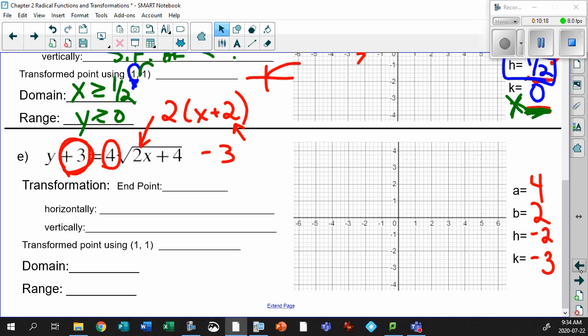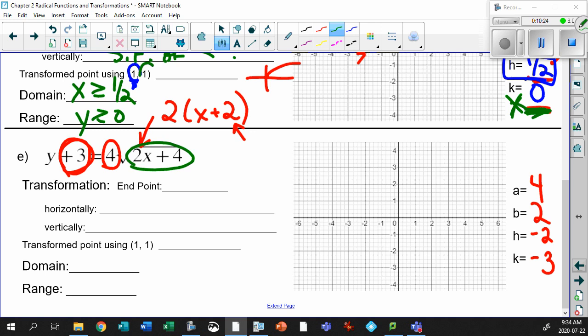Well, probably a good idea here then is to figure out what is the restriction. Figure out this restriction right here, 2x plus 4. It's got to be greater or equal to 0. Bring the 4 over. 2x has got to be greater or equal to 4. Divide by 2. X has got to be greater or equal to 2.